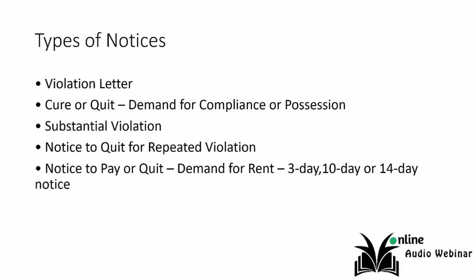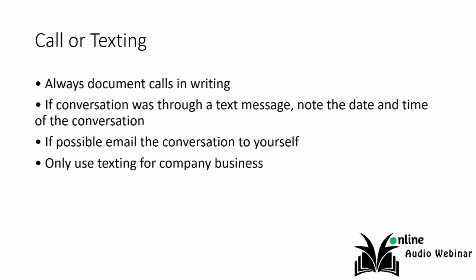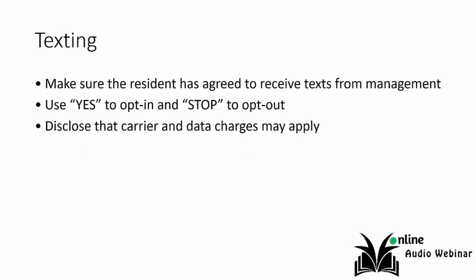Types of notices: you're going to have violation letters, cure or quit or demand for compliance or possession, a substantial violation, a notice to quit for repeated violation, or notice to pay or quit, a demand for rent in a 3, 10 or 14-day notice. You can send things through the mail. Keep a copy of the envelope before you send it. Calling or texting, always document the calls in writing. Be sure also that the resident has agreed to receive texts from you.